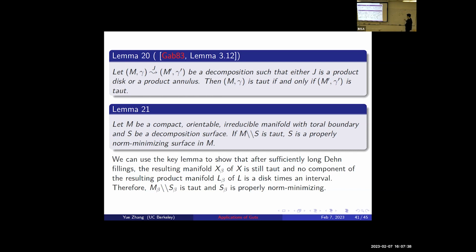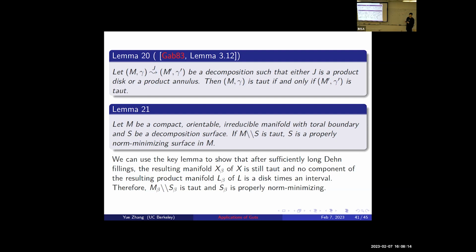So the only remaining problem is trying to show X beta is taut and L beta is not a disk times interval. And this comes from the idea of the key lemma, right? After sufficiently long Dehn filling, every surface inside the resulting manifold will have very low Euler characteristic, lower than the Euler characteristic of R plus and R minus.